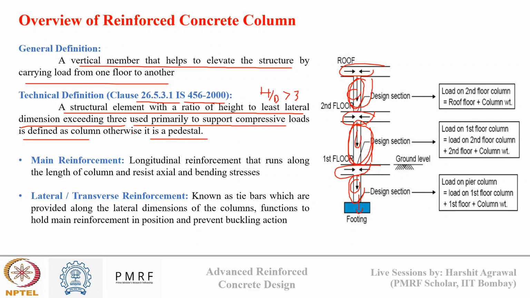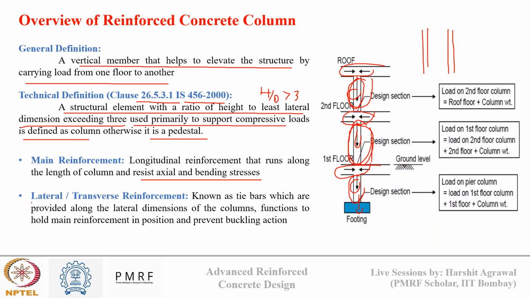Now, in terms of reinforcement detailing in columns, there are two types of reinforcement that we provide. There is main reinforcement, which is longitudinal reinforcement that runs along the length of the column. Suppose this is my front view of the column. There will be longitudinal reinforcement present along the length of the column. They resist the axial and the bending stresses acting on the column.